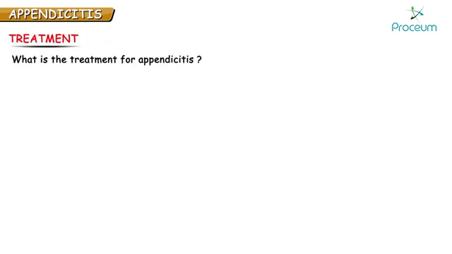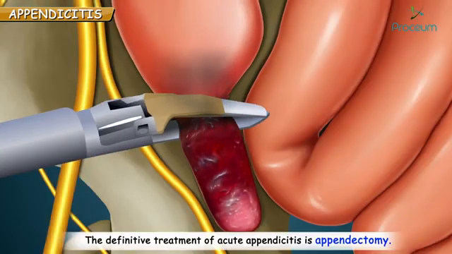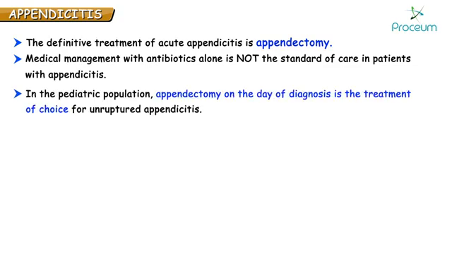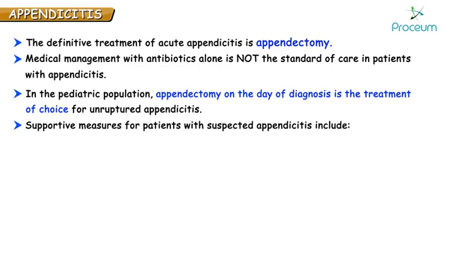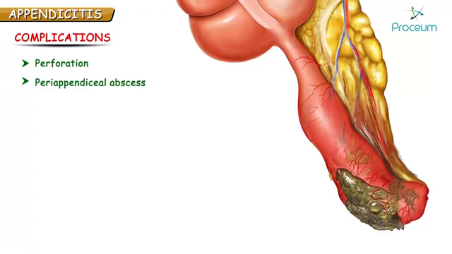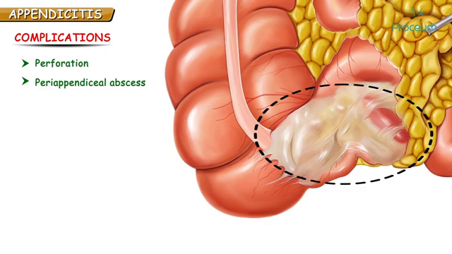Now coming to the treatment. What is the treatment for appendicitis? Very right, the definitive treatment of acute appendicitis is appendectomy. Medical management with antibiotics alone is not the standard of care in patients who present with clinical and radiographic findings consistent with appendicitis. In the pediatric population, please understand and remember, appendectomy on the day of diagnosis itself is the treatment of choice for unruptured appendicitis. Supportive measures for patients with suspected appendicitis include IV fluids, broad-spectrum antibiotics, and electrolyte monitoring. There are several complications that can occur in a patient with appendicitis, including gangrene, perforation and abscess formation.